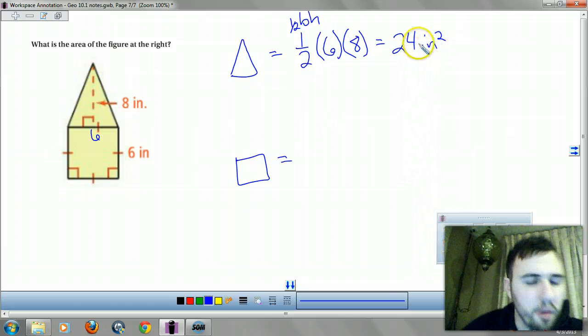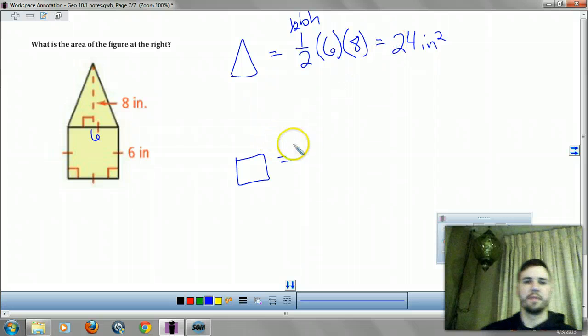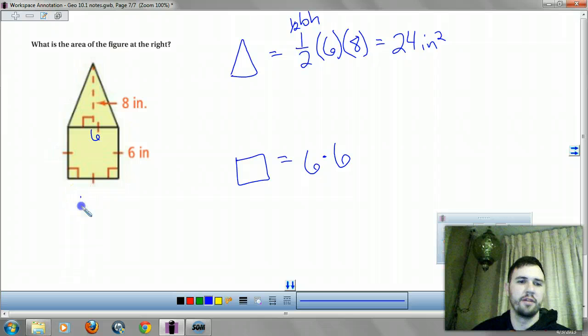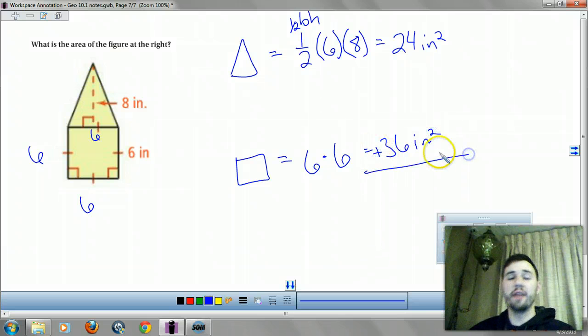Now the lower one is even easier. It's just my base times my height. It's a square. These are all 6. So it's 36. Add them together and you get the whole thing. 24 plus 36 is 60 inches squared.